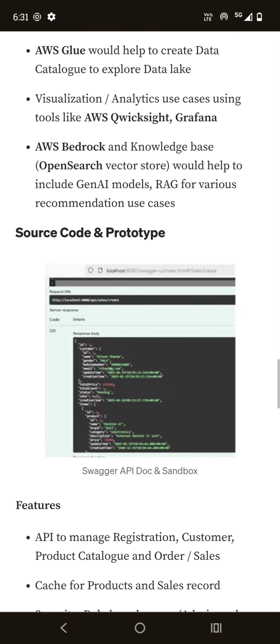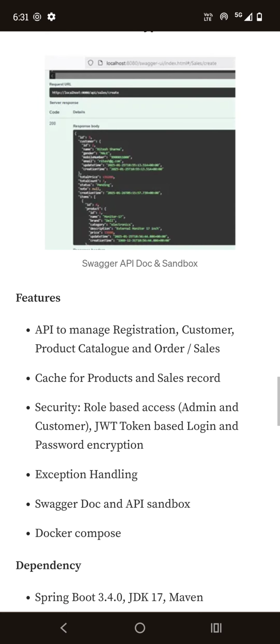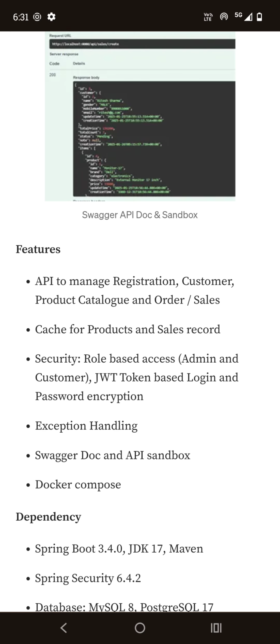Okay, let's jump into here. So the thing is features. You can see features. What we are doing, we are creating an API to manage the registration, customer details, product catalog details, order and sales details, and we need a cache.